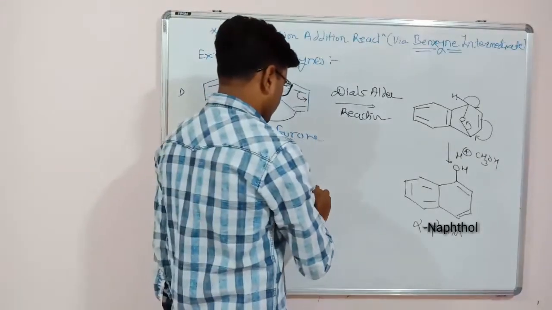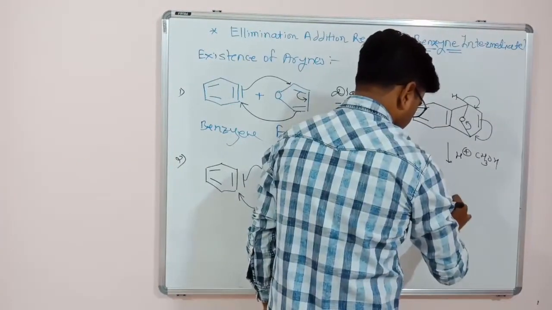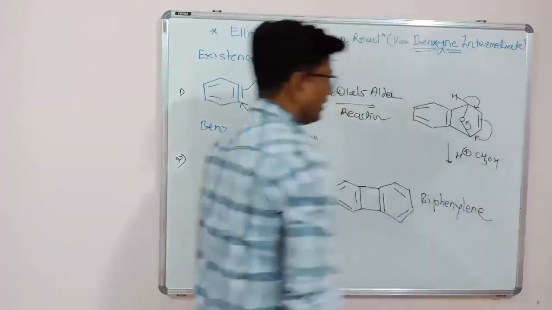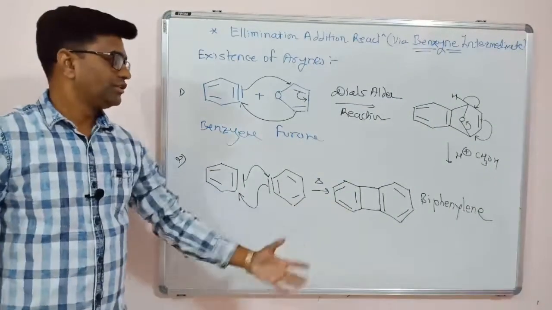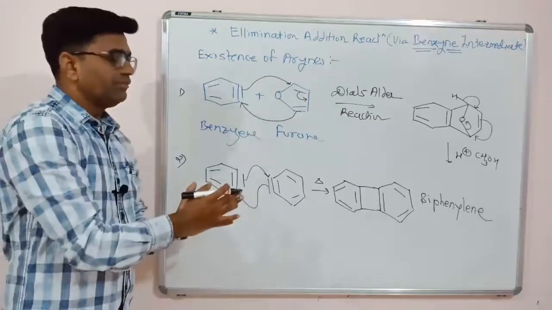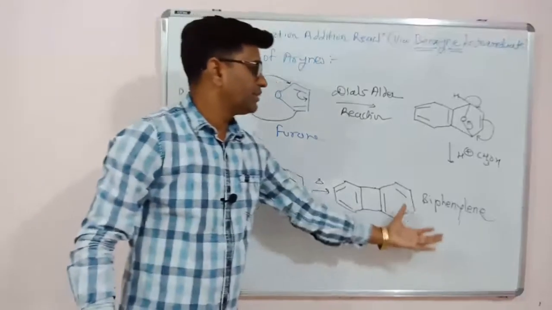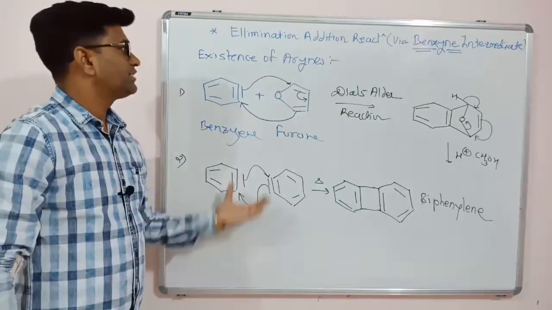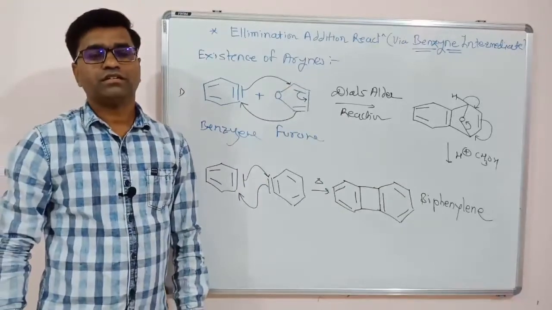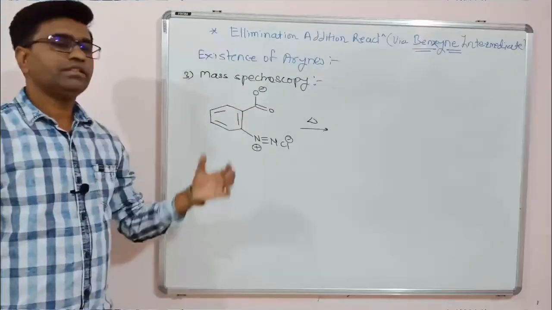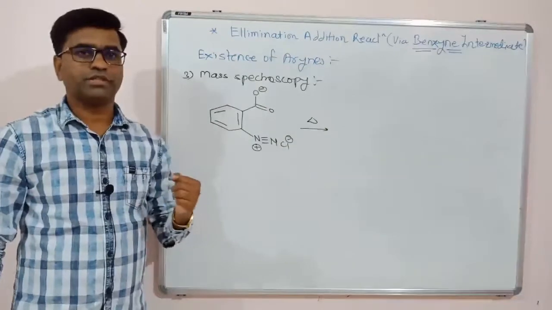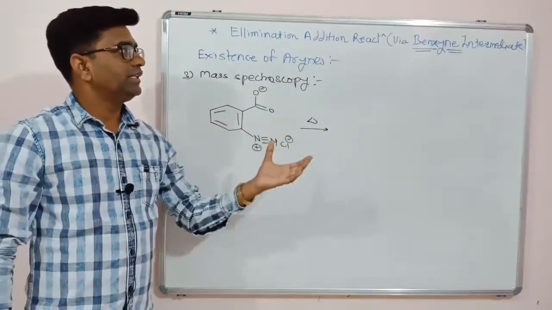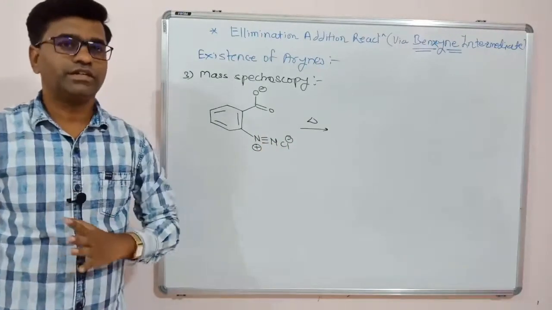So we will get a biphenyl compound. So dimerization: both species combine with each other and give us the biphenyl compound. So that is again one more proof for the existence of this arine intermediate. Now we'll see the third proof, that is mass spectroscopy. By using the mass spectroscopic data, you can say that benzyne is formed within the reaction.